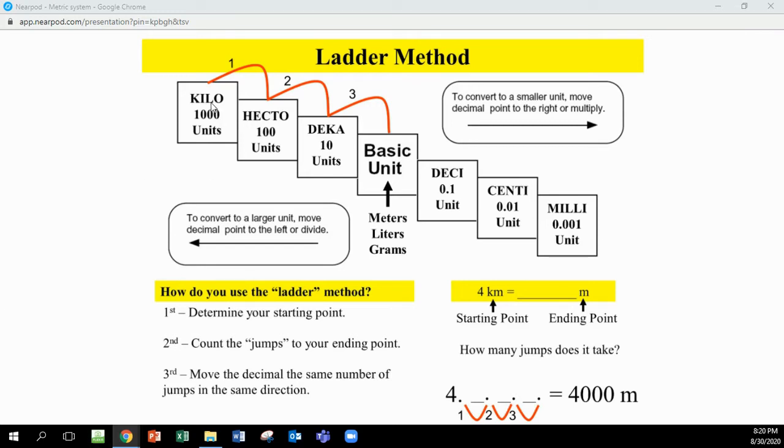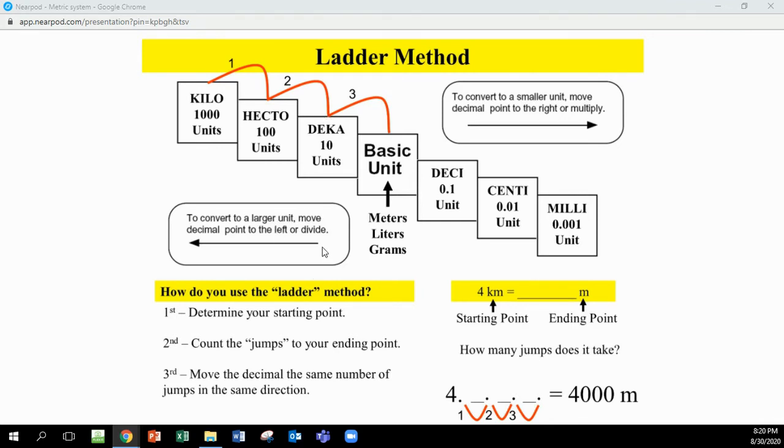If you want to go from kilo to deca, kilo is 1,000 and deca is 10. So if you're going from 1,000 to 10, or 10 to the 3 to 10 to the 1, you are moving how many spots? 1, 2. You're going from times 10 to the 3 to times 10 to the 1. You're going to move 1, 2 spots. Okay, so you're going to move your decimal 2 spots.